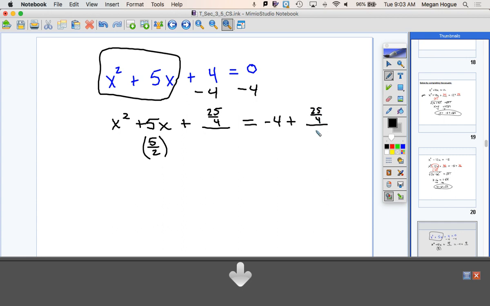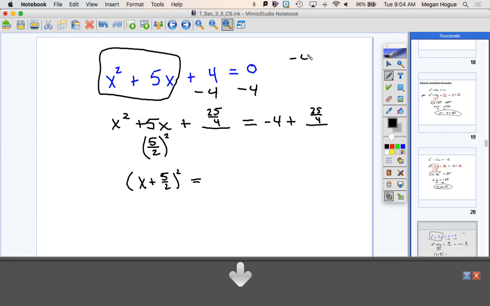This was actually the fraction we saw earlier. So I took half of 5. It was 5 halves because it didn't divide. Squared both of them. I forgot my squared. So 25 over 4. This part I can handle. It's x plus 5 halves squared. This part, oh, well, I can't really handle it.